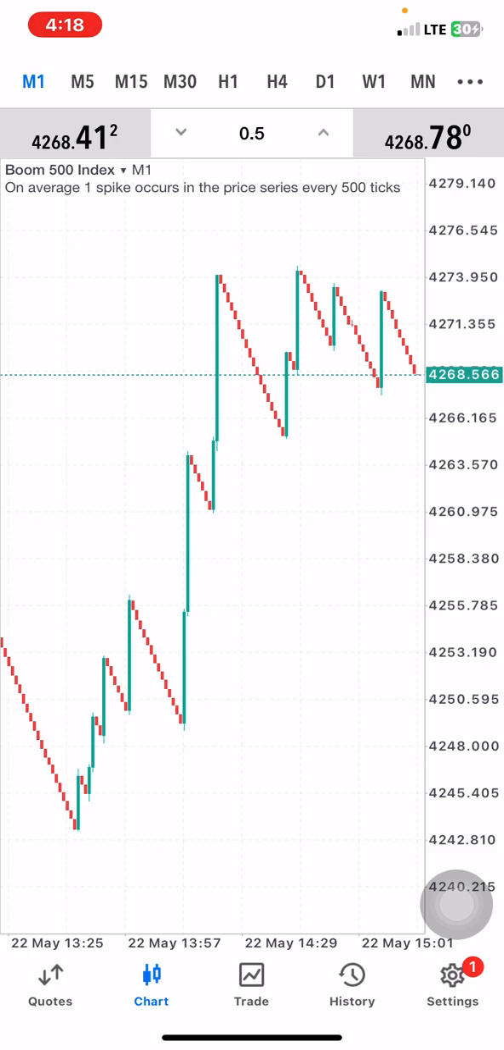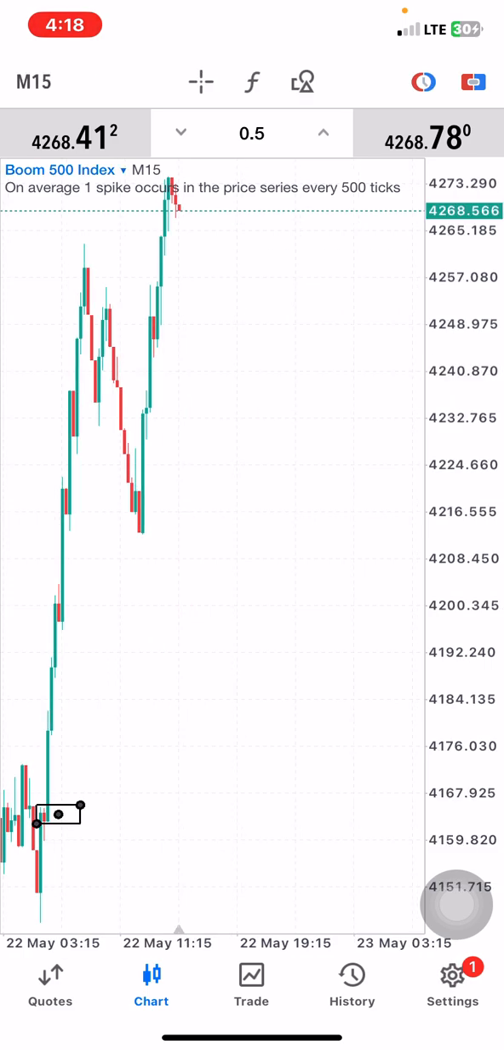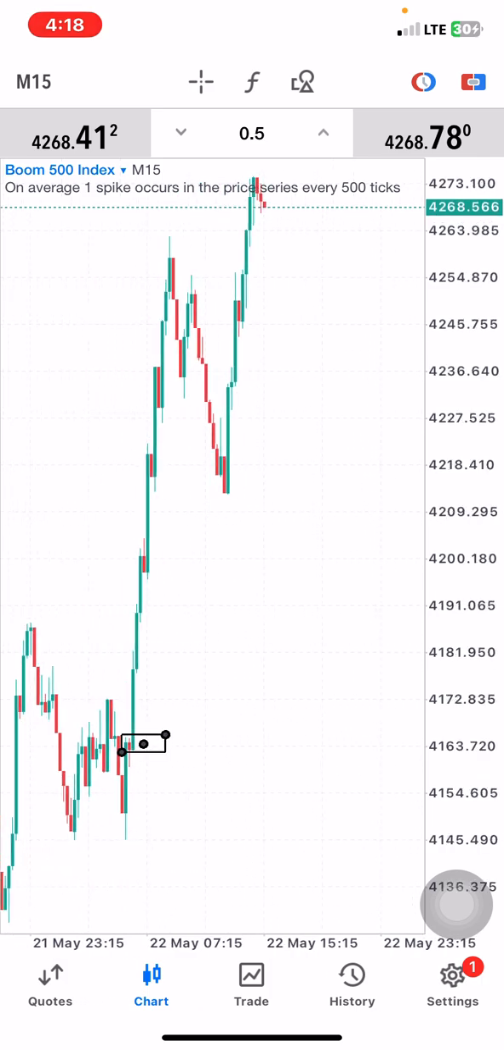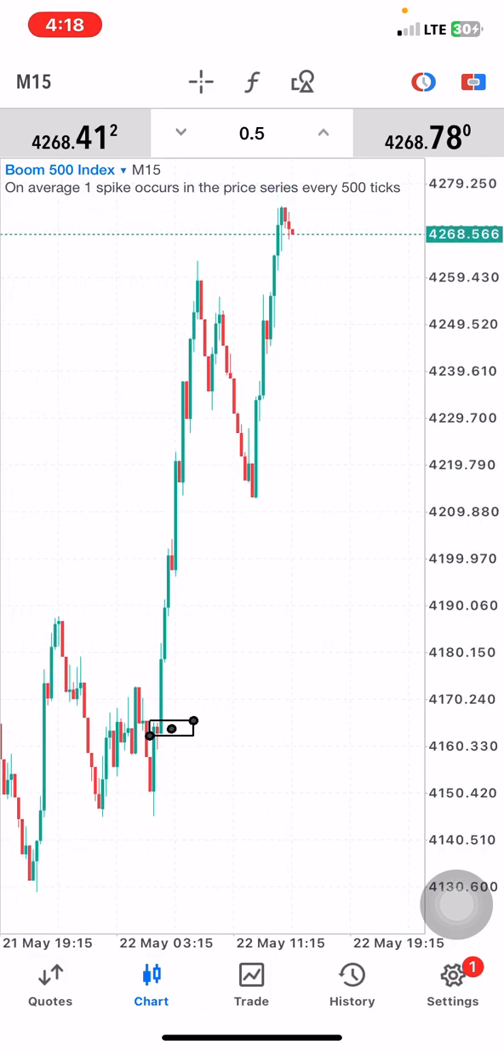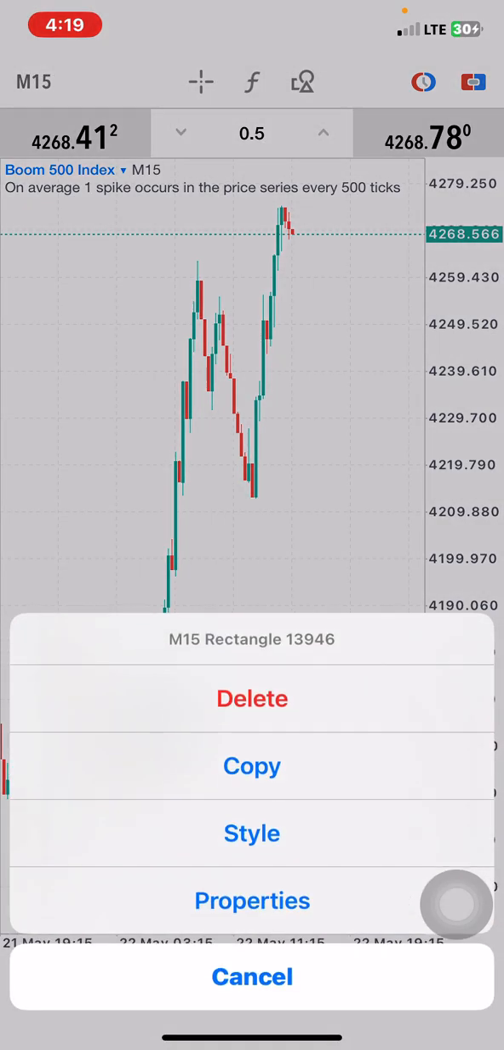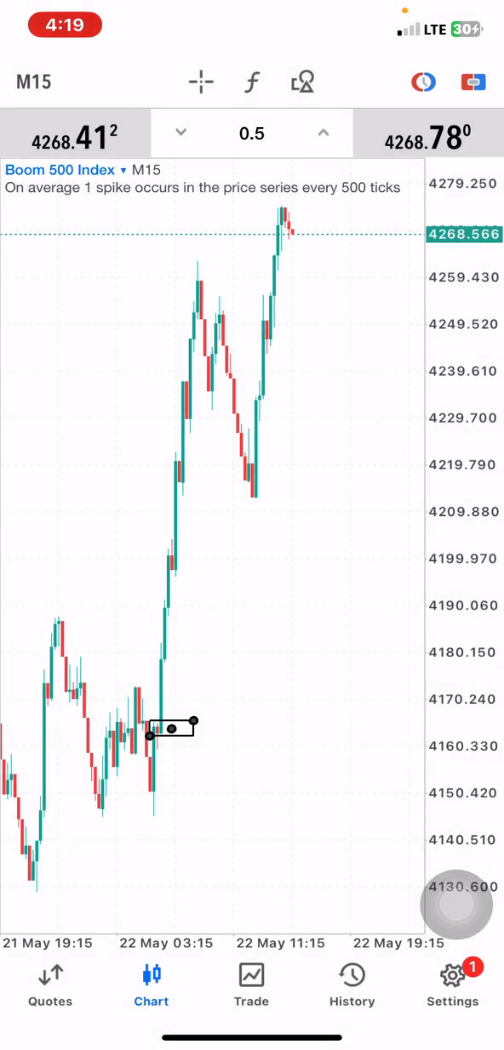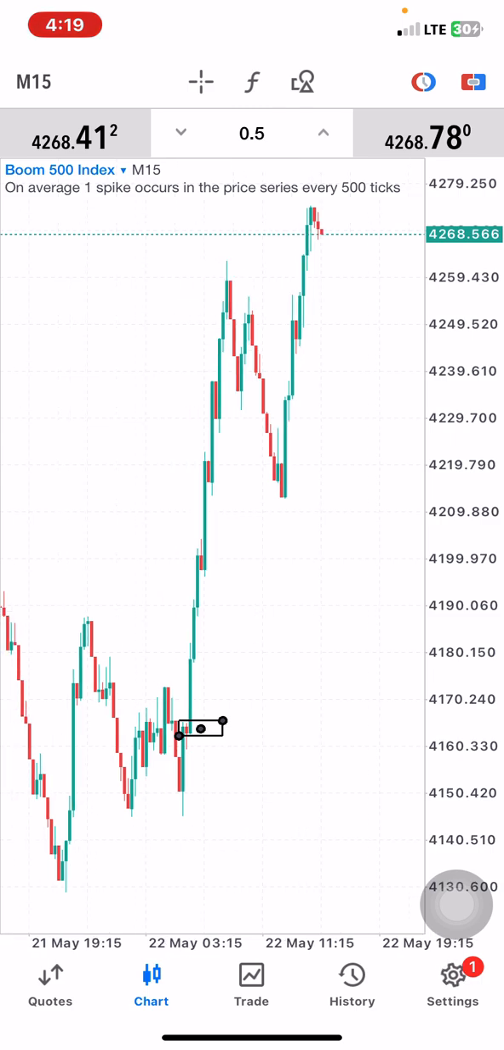My network is not connecting, so let's go to the 15 minutes time frame. On this 15 minutes time frame, you can see that this market is pointing downward, which is selling. The market is selling. So this market is about a spiking strategy.